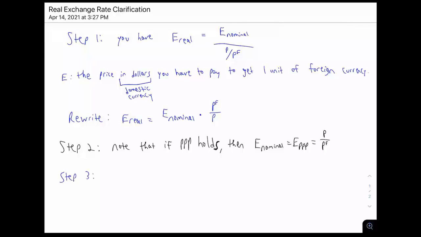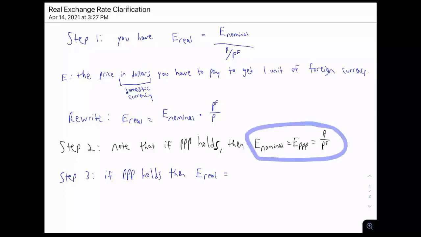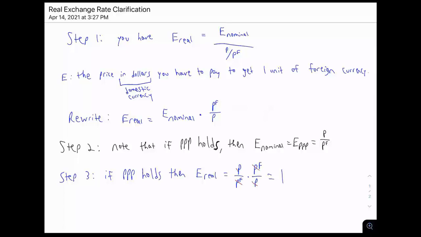Let's take that result into step three. Then the real exchange rate is just, I'm going to take this P over PF and plug it in for that nominal rate, then times PF over P. And you'll notice that that is going to equal one because those P's will cancel and those PF's will cancel.